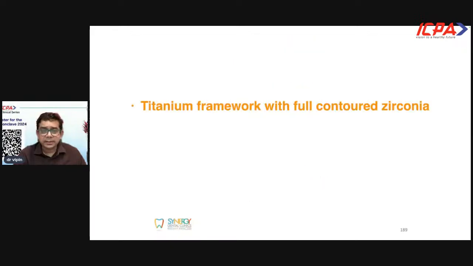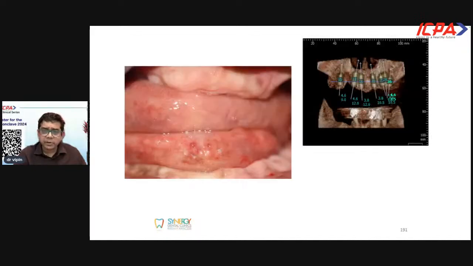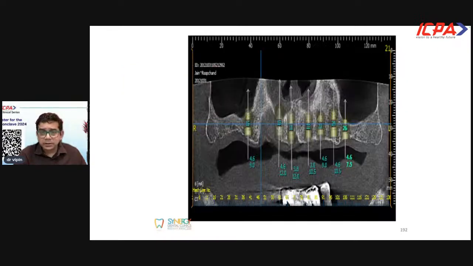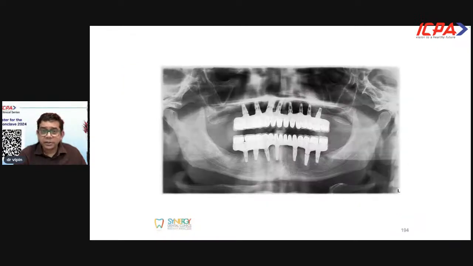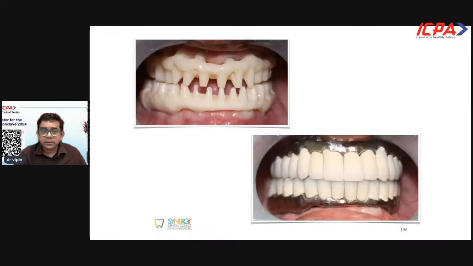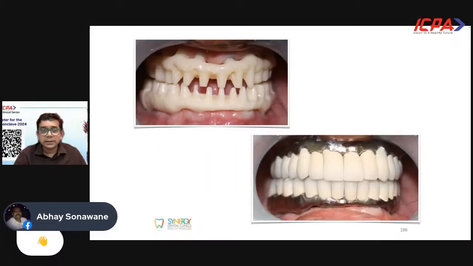Another material that nowadays I don't use, since I use a lot of zirconia itself, is a titanium framework with full contour zirconia. When the vertical height between the two ridges is too much, then we make a framework of zirconia. These are the implants placed. Again, a 2012 case. A PMMA trial was first made for the framework, because titanium when milled is a very expensive material.